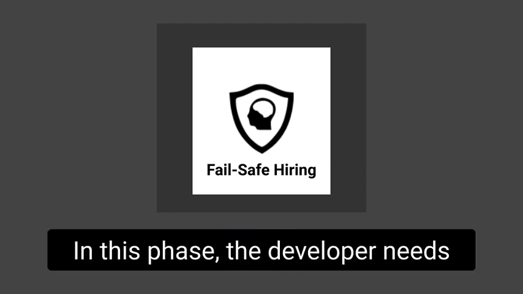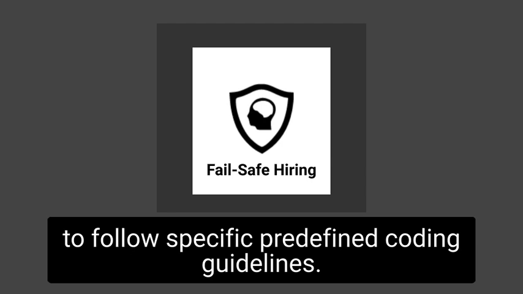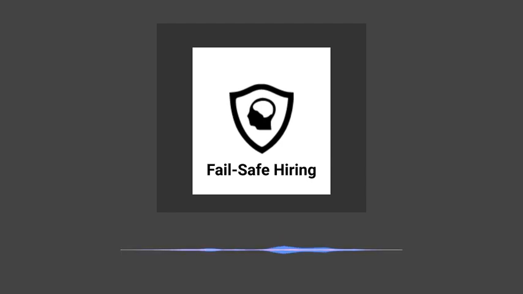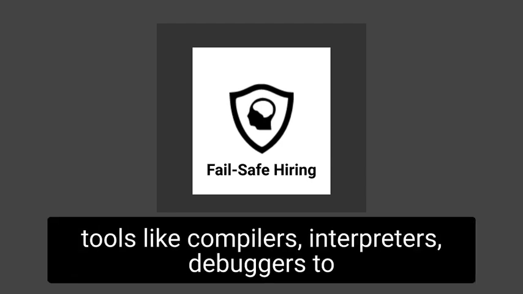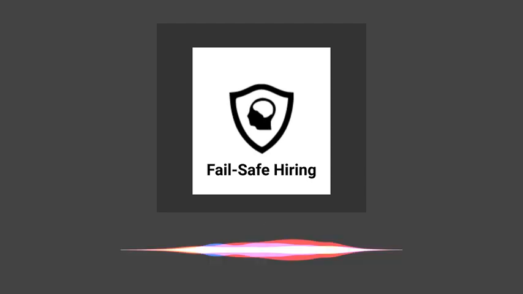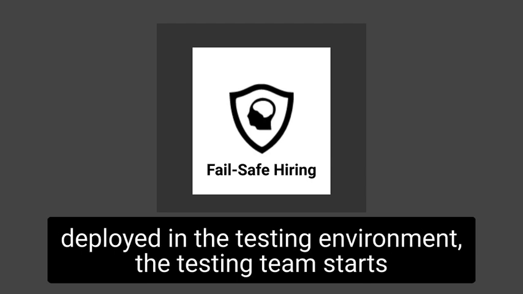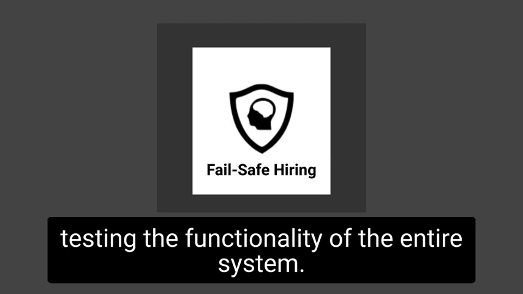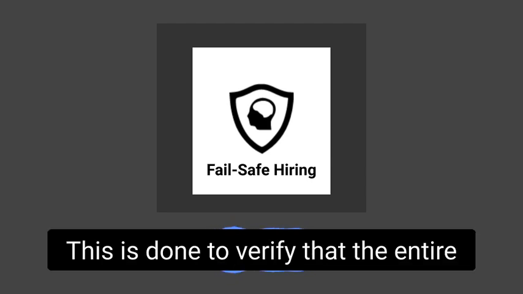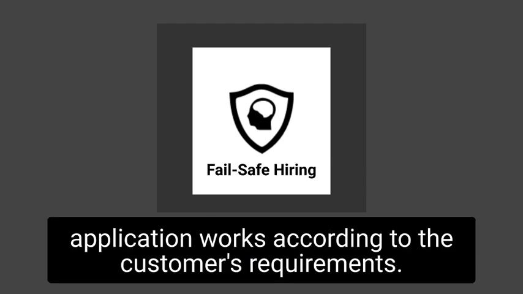In this phase, the developer needs to follow specific predefined coding guidelines. They also need to use programming tools like compilers, interpreters, debuggers to generate and implement the code. Testing. Once the software is complete and it is deployed in the testing environment, the testing team starts testing the functionality of the entire system. This is done to verify that the entire application works according to the customer's requirements.